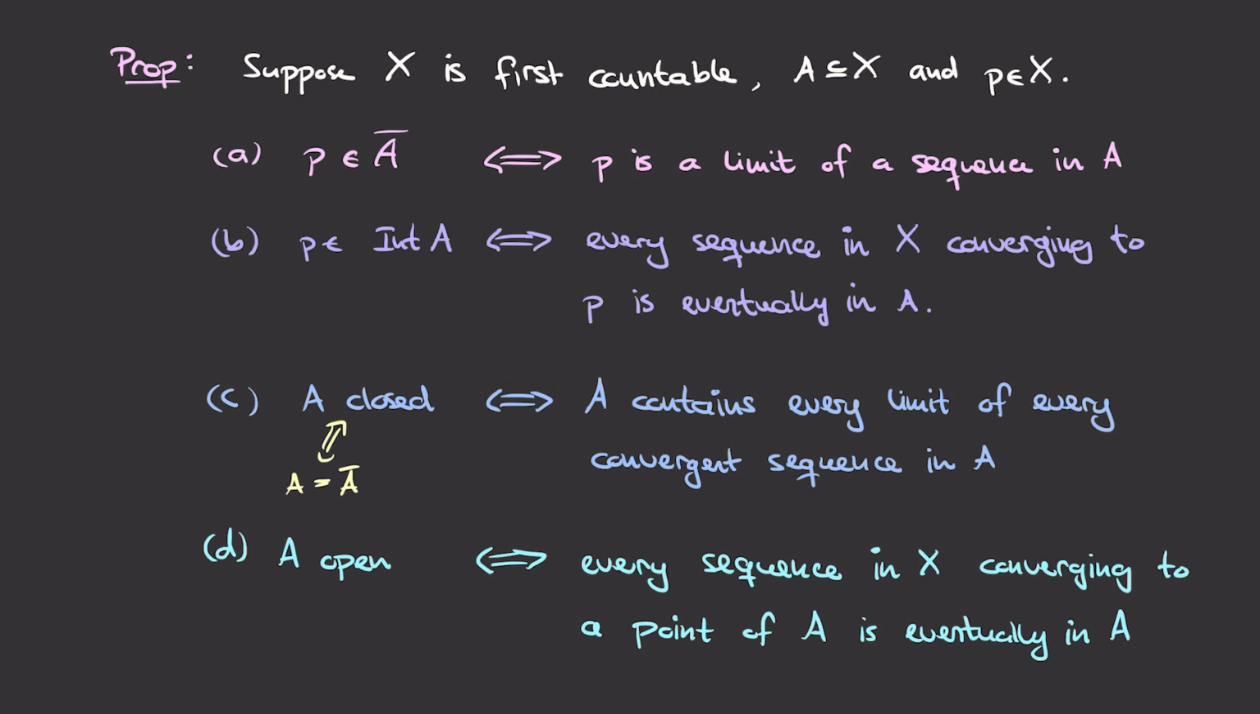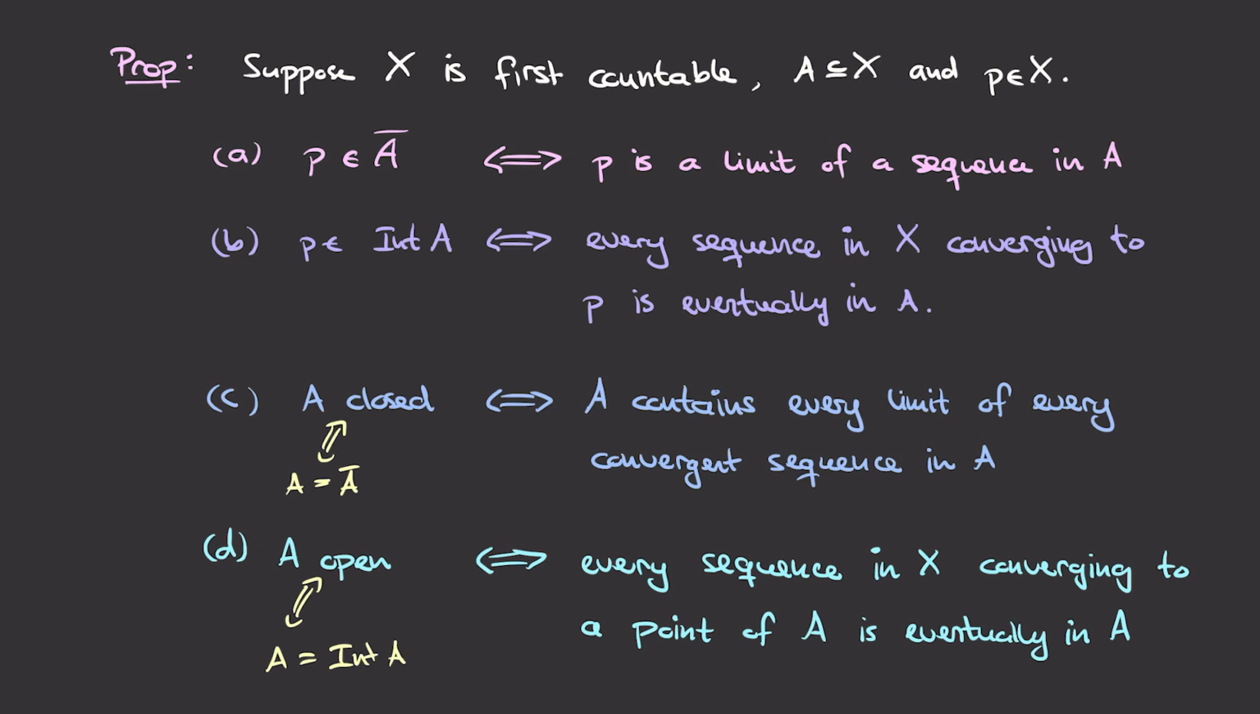So that was a brief sketch of why this part C of the proposition holds, and part D is analogous in the sense that it uses part B of the proposition in order to show this equivalence. And here for part D, we use the fact that A is open if and only if A is equal to the interior of A.